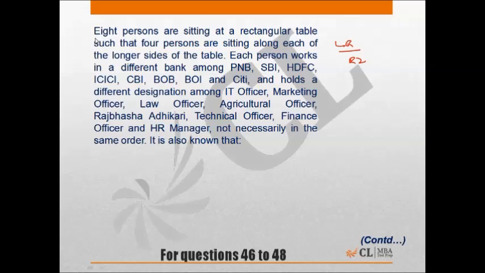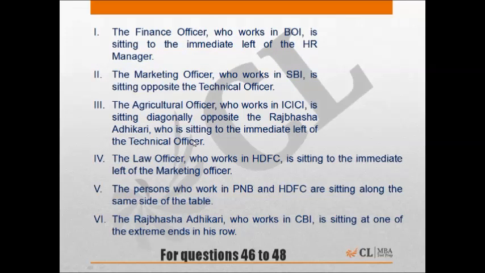8 persons are sitting at a rectangular table such that 4 persons are sitting along each of the longer sides of the table. Each person works in a different bank. The names of the banks are given to us, and each of them holds a different designation. The designation is also given to us. It is also known that, okay, now we have some data with us.